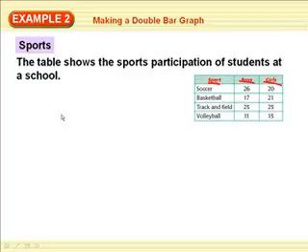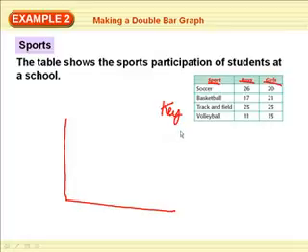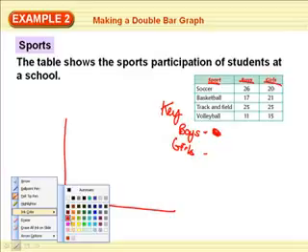It's nice to pick maybe 2 different colors for that. And I usually, up here you're going to make a key. And you would say boys, let's just go ahead and have the boys be red, girls, let's see, how about if we make the girls be green.